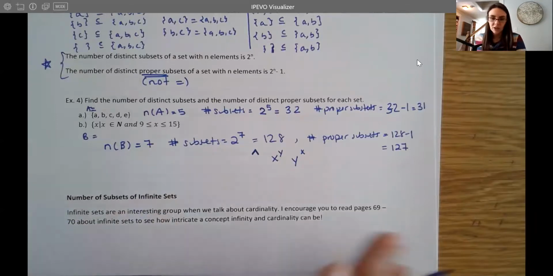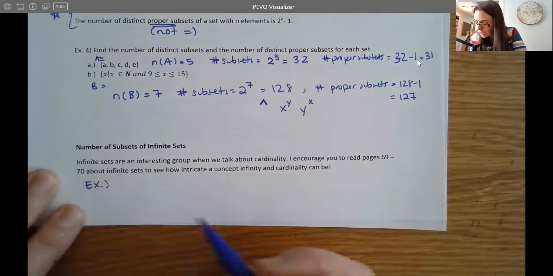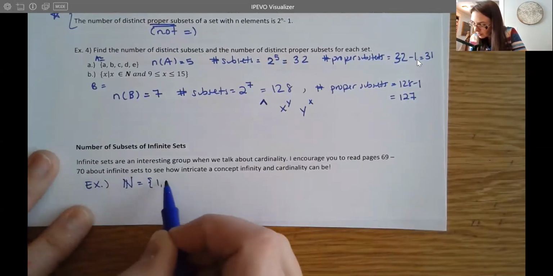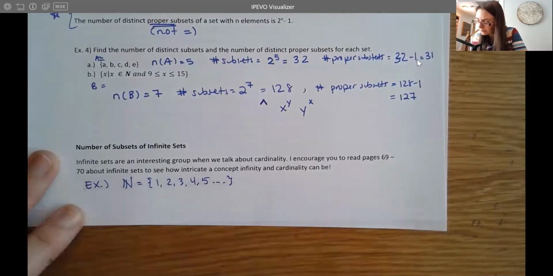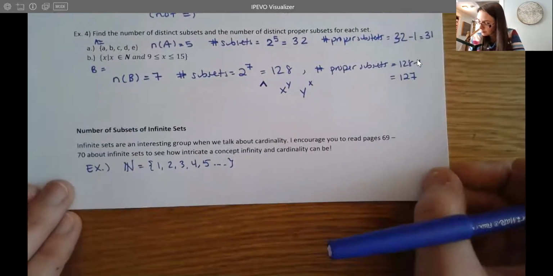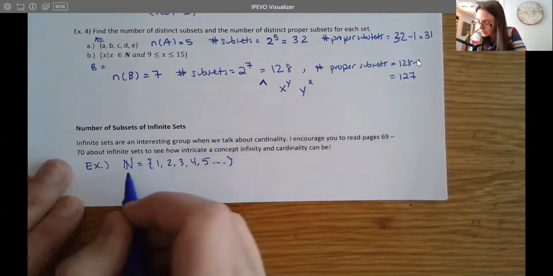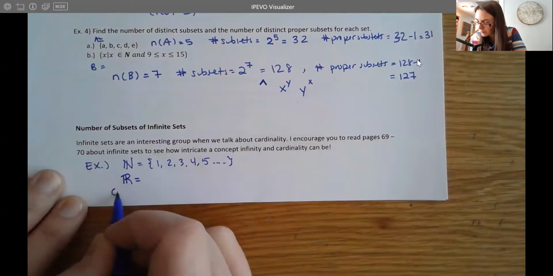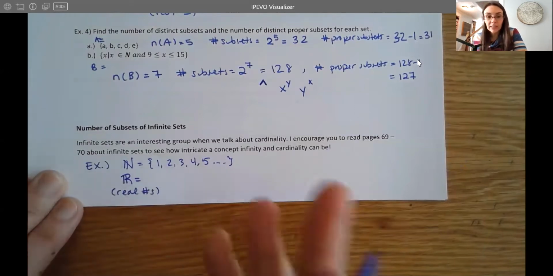But just to do one example here of infinite sets. Let's say I have my natural numbers as my first infinite set: 1, 2, 3, 4, 5, etc. Now, another set I could have, one we see often, is the set of real numbers, and we usually write it like this. It's a bold R.